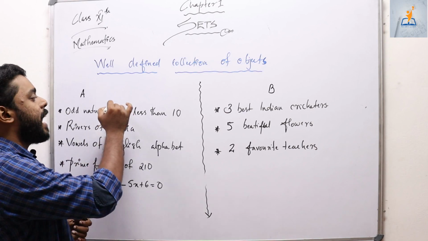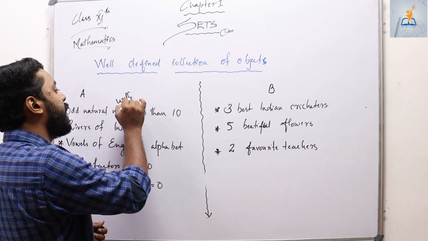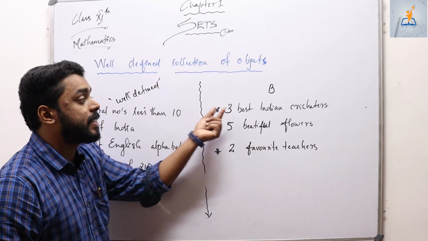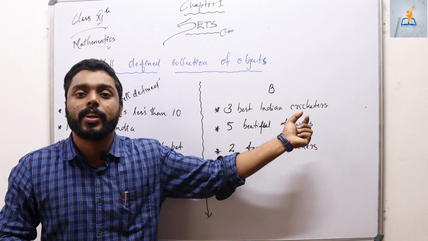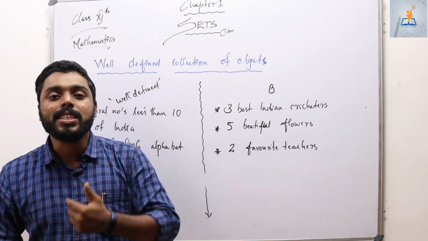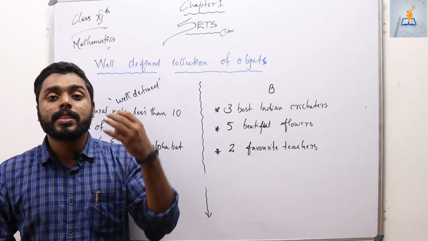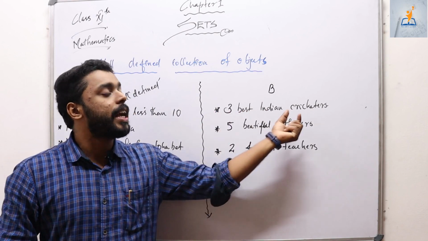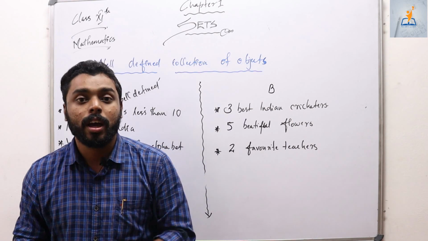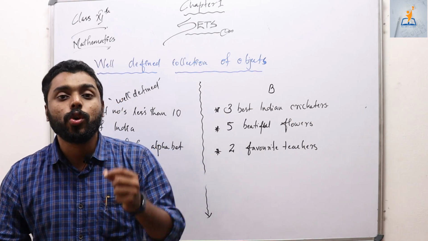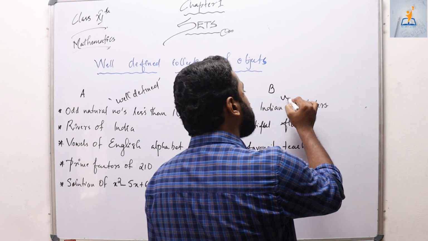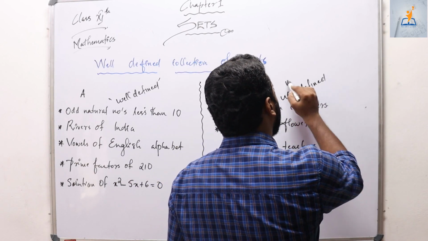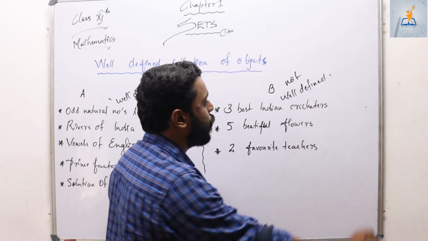So we can say that this is a well-defined collection. This collection is well-defined, whereas this is a subjective collection, because it will change from person to person. According to the psychology or the mentality of the person, the answer obtained here will be a different collection in each and every situation. So we cannot say that this is a well-defined collection. So this is not well-defined.